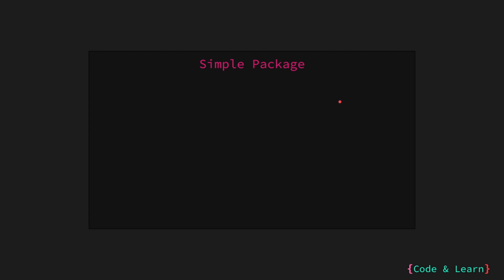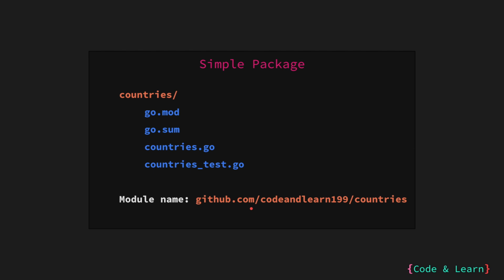First, we have an example of a simple project. Here, the root directory is countries. Inside it, we have the usual go mod file and the go sum file. Then, we have countries.go and then countries_test.go. This is how you would usually name your test files. Here, we have a Go module living under github.com/the username, then the module name, which is countries. The package is countries. All files inside the package live under the package countries. So this is the simplest form of a package.